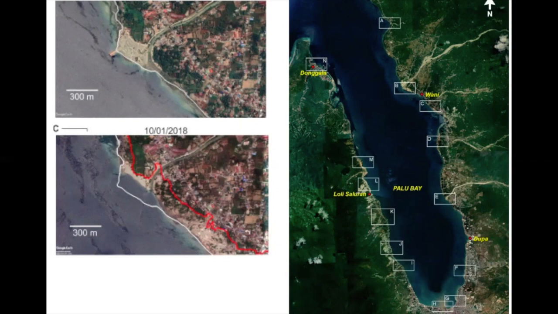The images on the left show closer aerial photos from box C of the figure on the right. The top one shows before the event and the bottom one shows after the event. The white line indicates original coastline and the red line shows the estimated maximum extent of the tsunami.